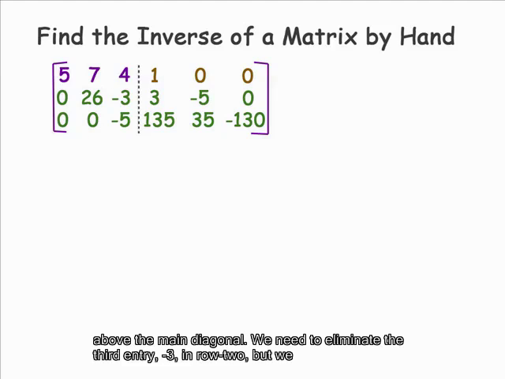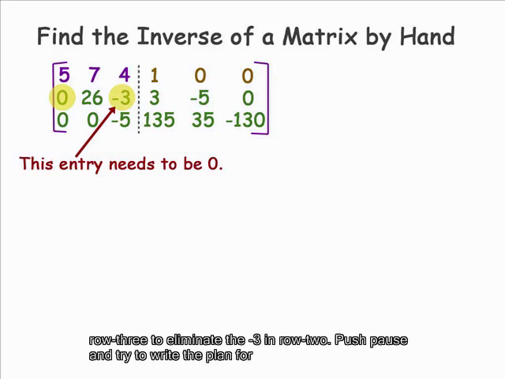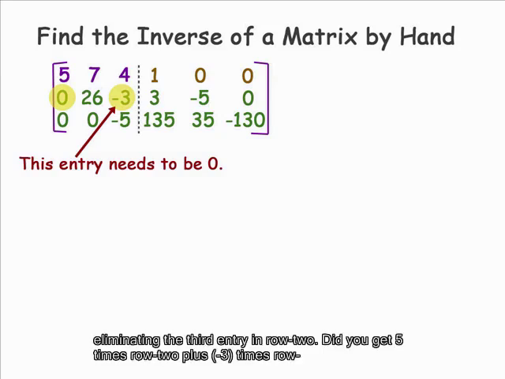We need to eliminate the third entry, -3, in row 2, but we don't want to lose the 0 we have in the first entry of row 2. So we'll need to use row 3 to eliminate the -3 in row 2. Push pause and try to write the plan for eliminating the third entry in row 2.